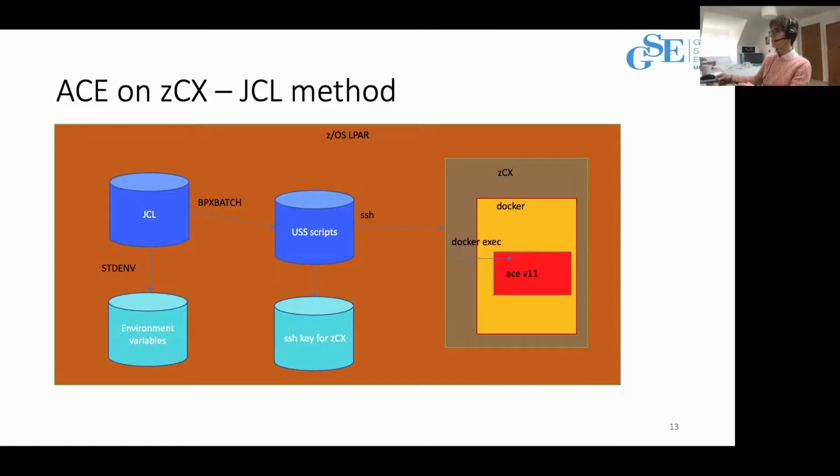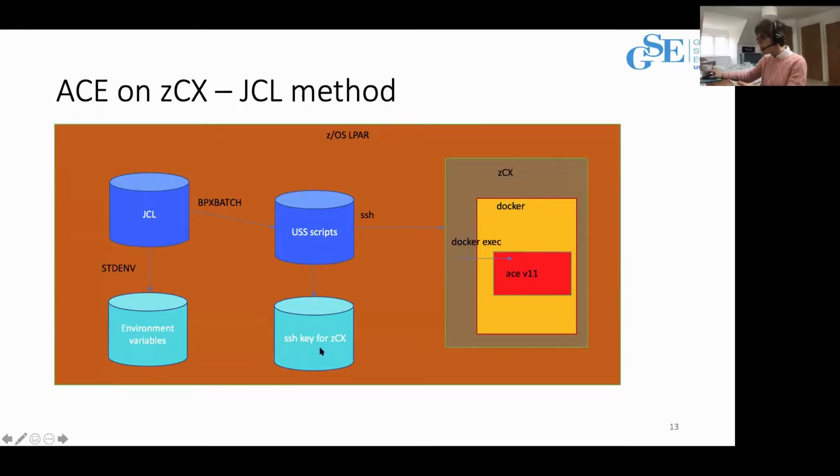We also have JCL to issue some Docker commands to do debugging that you need, and also to do a Docker system prune. So if your instance is getting full up, you can prune all the stuff you don't need. So that's what we offer at the moment, just to save anyone having to manually SSH onto a zCX instance and issue Docker commands. They can just submit JCL. So that should hopefully make it easier for people's automation.